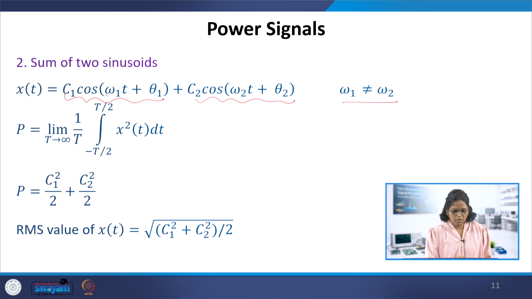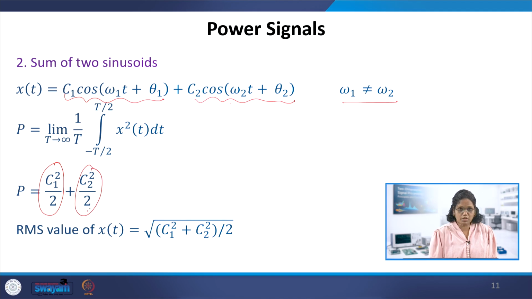Okay, so each one can be written as 1 plus cos 2 omega t by 2, and this also, and integrate it, substitute the limits. You would get for the first case, or you can extend the argument of the first one, the first sinusoid would give C1 squared by 2, the amplitude squared by 2, and the second one would give C2 squared by 2. So the same argument can be applicable here as well if we have two different sinusoids of different frequency. What is the value of this?